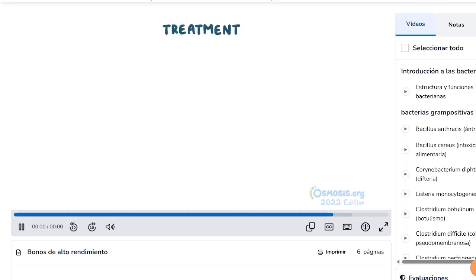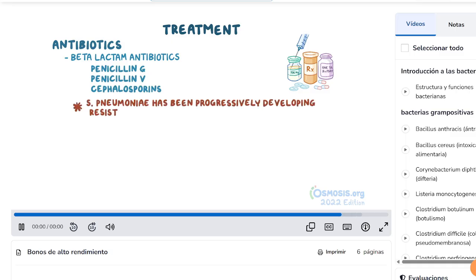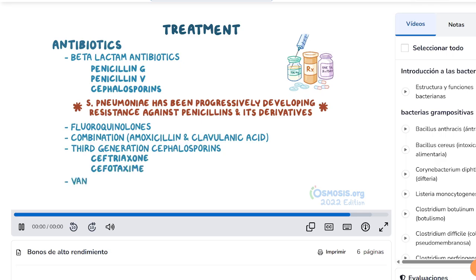Finally, treatment for infections with strep pneumoniae requires antibiotics, and the classic first line of treatment are beta-lactam antibiotics, like penicillins G and V, or cephalosporins. However, strep pneumoniae has been progressively developing resistance against penicillins and its derivatives such as amoxicillin and ampicillin. So alternatives include fluoroquinolones, the combination of amoxicillin and clavulanic acid, as well as third-generation cephalosporins like ceftriaxone and cefotaxime. Ultimately, vancomycin and linezolid can be used.